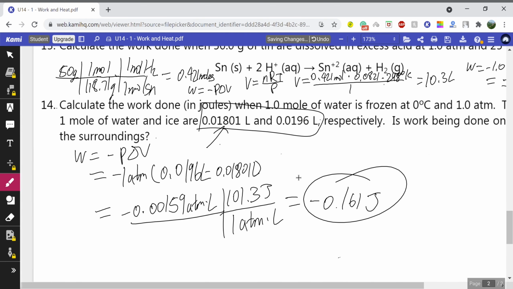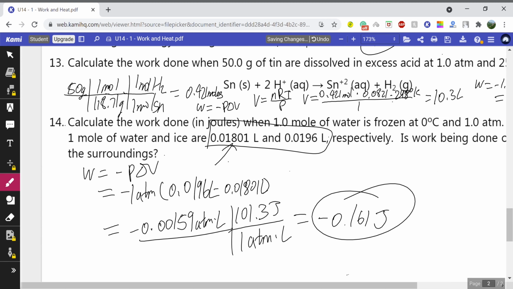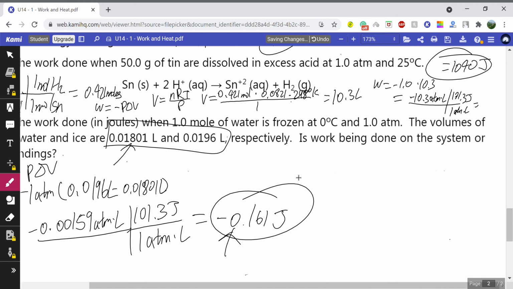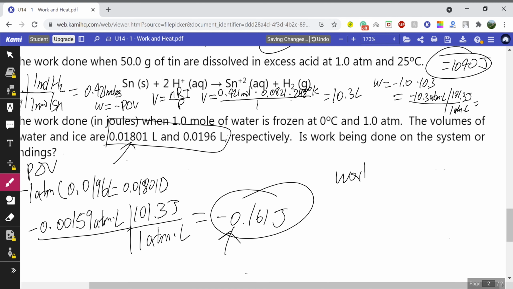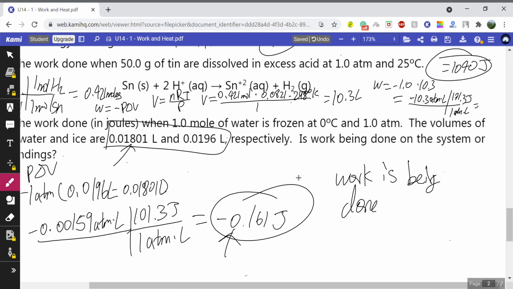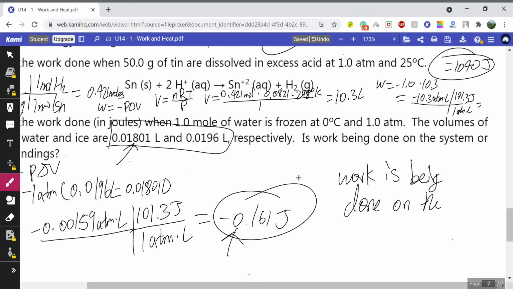Now, the work being done on the system or on the surroundings? Because our work is a negative number, that means the work is being done on the surroundings. Positive work means the work is done on the system, and negative means it's done on the surroundings.